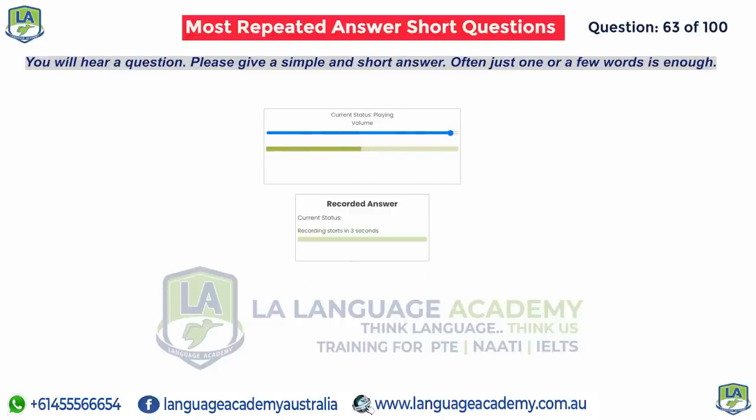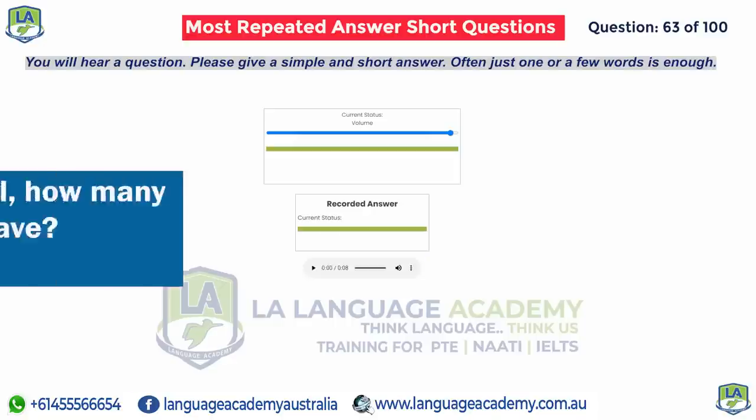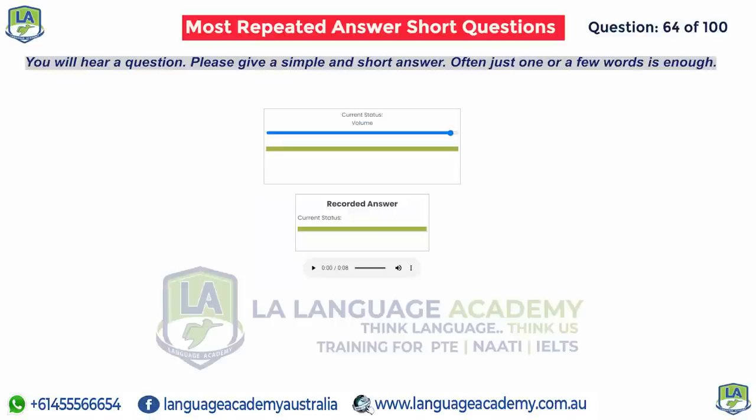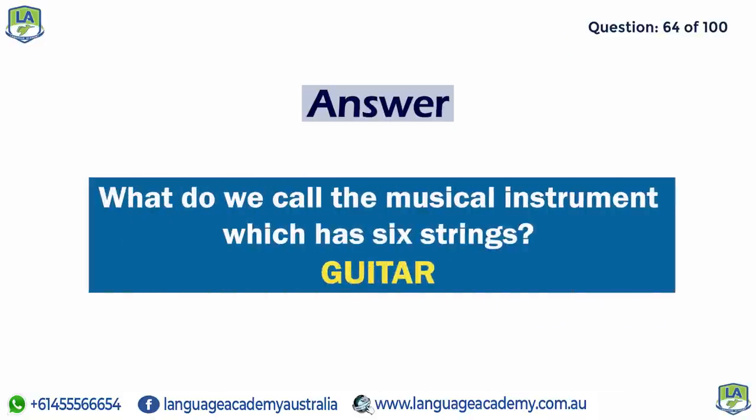If a shape is hexagonal, how many sides does it have? 6. What do we call the musical instrument which has 6 strings? Guitar.